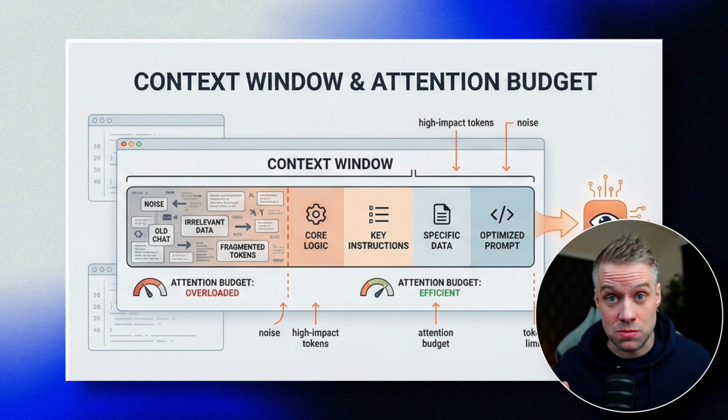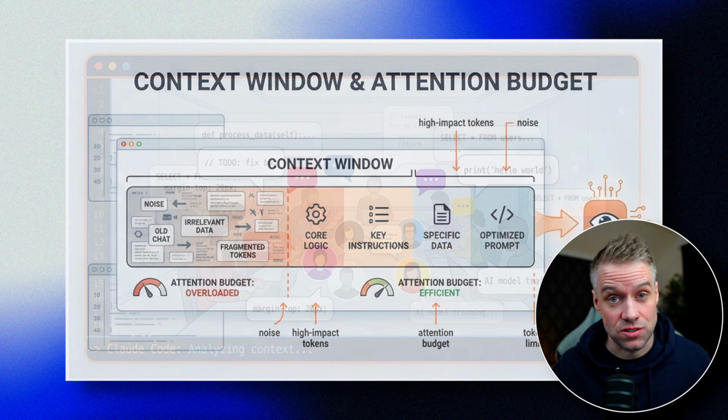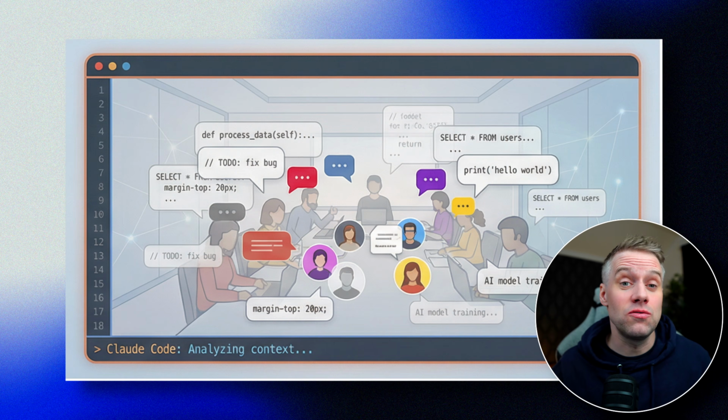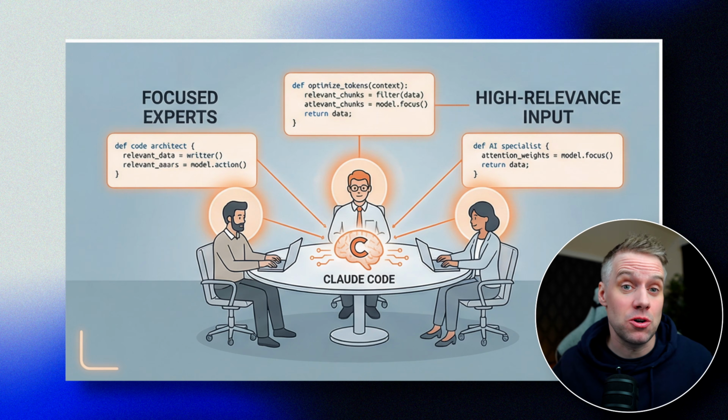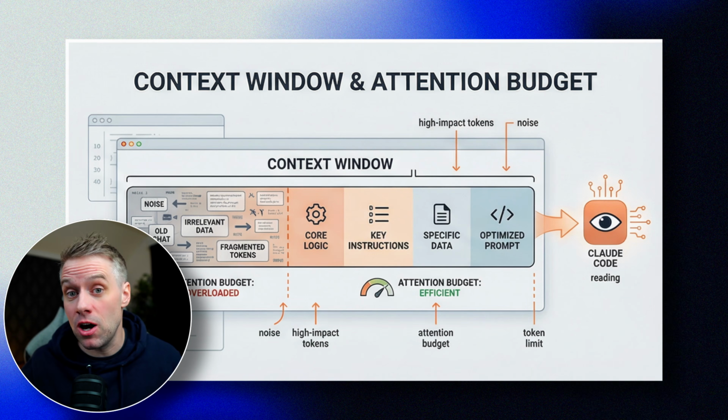Here's the thing about LLMs. They have an attention budget. Every token in your context window competes for attention. Think of it like a meeting. If you invite 50 people who all talk at once, nothing productive happens. But if you have 5 focused experts with relevant information, you can achieve magic. The same applies to Claude Code. Context engineering is about selecting the highest impact tokens with minimal noise.